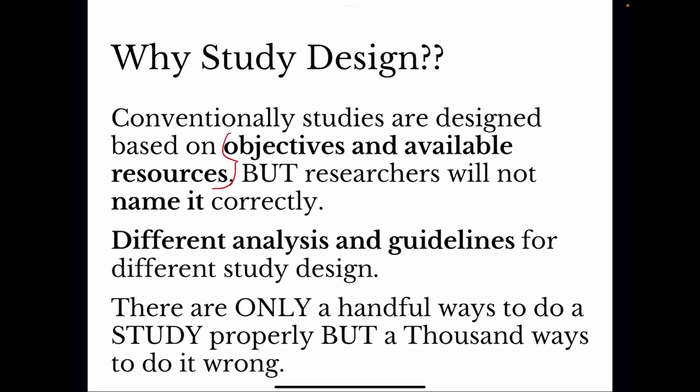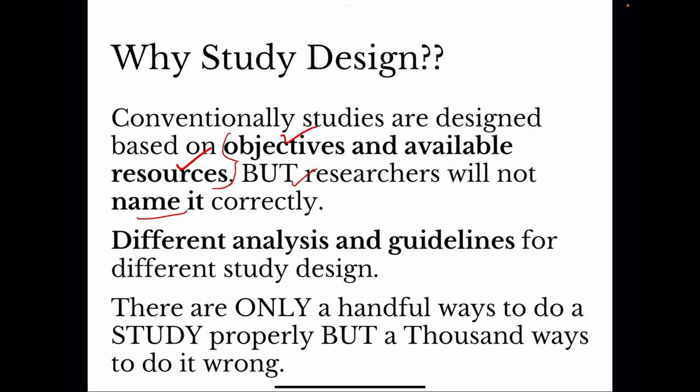Basically, the choice of the study design is a tug of war between your objective and the available resources. So at the end of the tug of war between the objectives and the available resources, we agree on a particular study design and decide on it for our research. Even though they select the right study design, many times researchers will not name it correctly. So this presentation will help you to select the study design correctly and also to name the study design correctly.